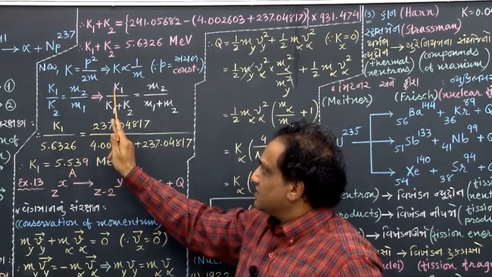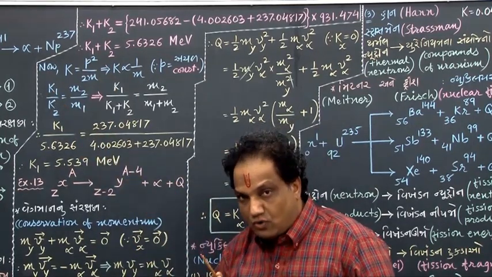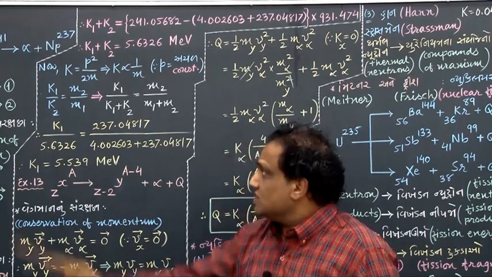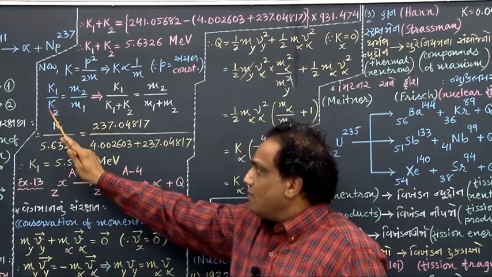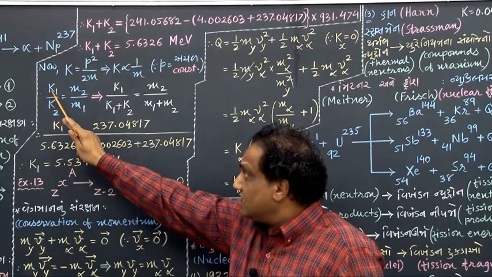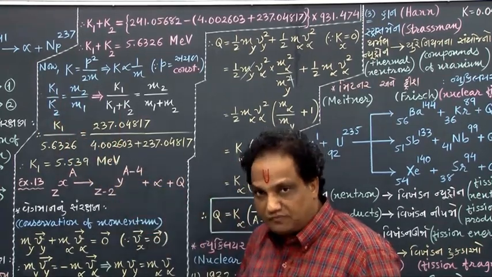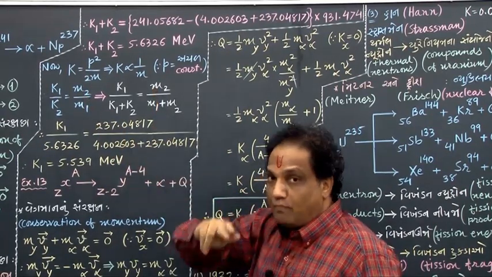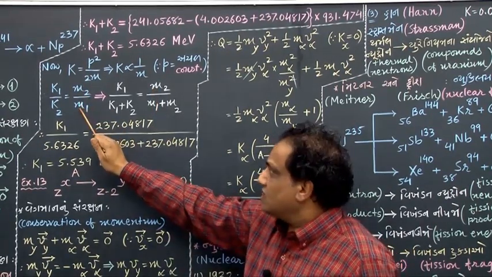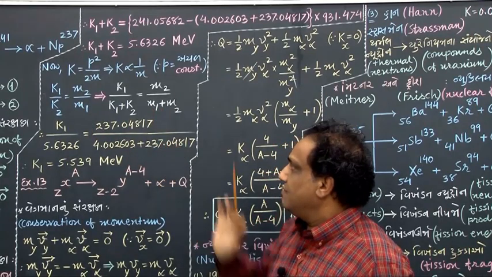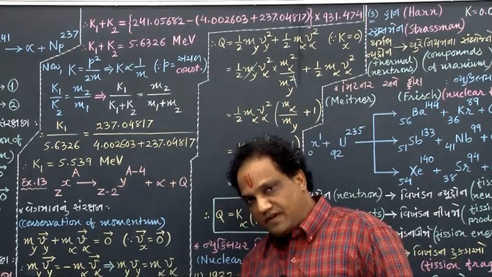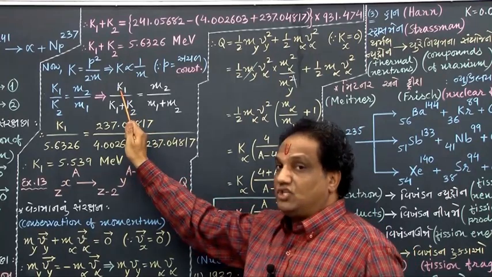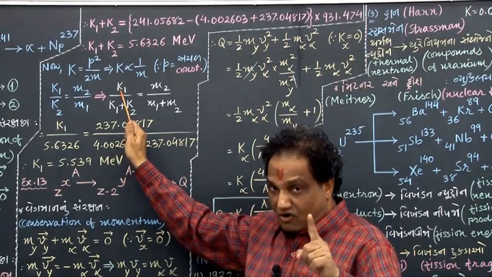Now K1 as it is. Take componendo in the denominator. So K1 as it is, componendo in the denominator, so I should add this with this: K1 plus K2. What about the right hand side? Here M2 as it is, componendo in the denominator, so here I should write M1 plus M2. Simple? Fine. Now this is the kinetic energy of the alpha particle which I am looking for.